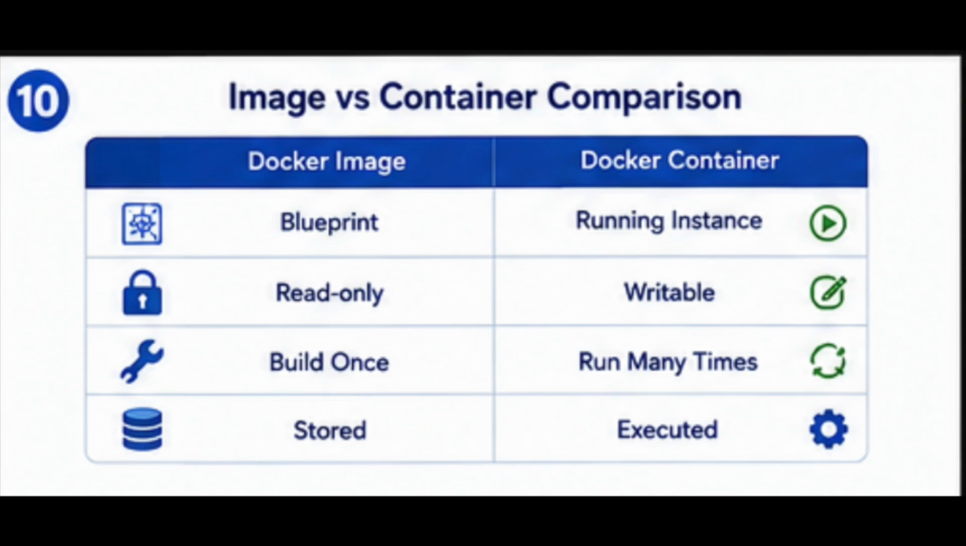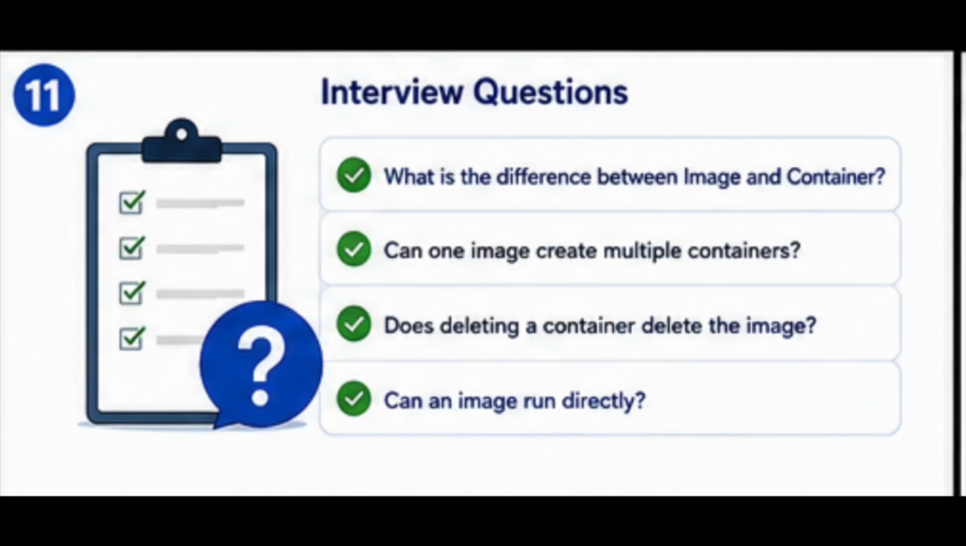Let's summarize the differences. A Docker image is a blueprint while a Docker container is a running instance. Images are read-only templates. Containers have a writable layer where runtime changes occur. Images are built once, but containers can be created many times. Interviewers frequently ask these questions because they reveal whether you truly understand Docker. So remember, an image cannot run directly. A container is created from an image. One image can create many containers. Deleting a container does not remove or affect the image.